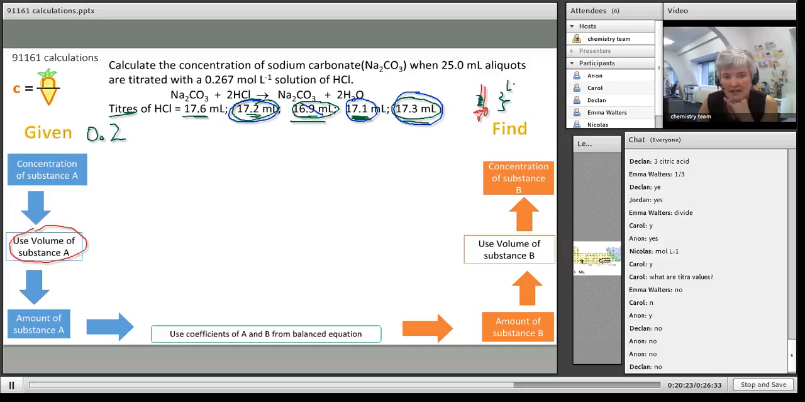But these are not what we say concordant, because they are not within 0.2. So when you do your titration, you have to find which three are within 0.2. And if you've got none within 0.2, you keep on titrating until you get three titer values within 0.2.